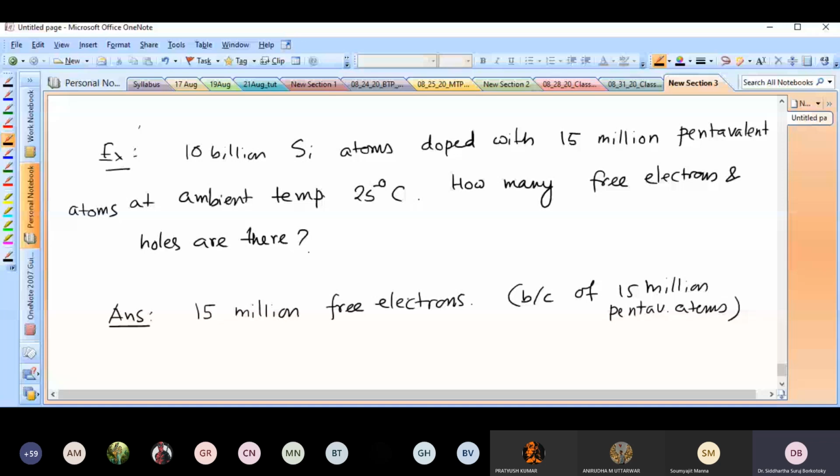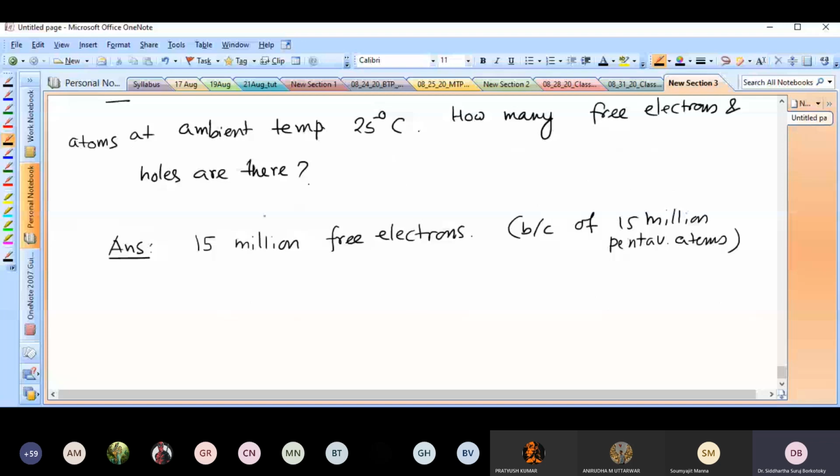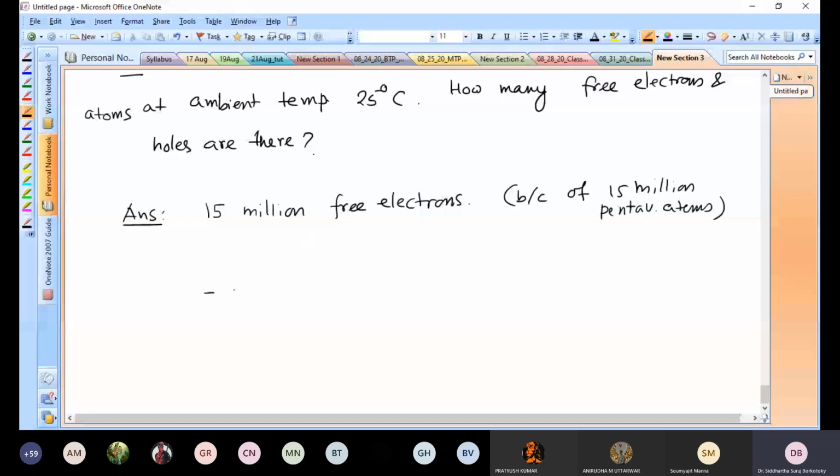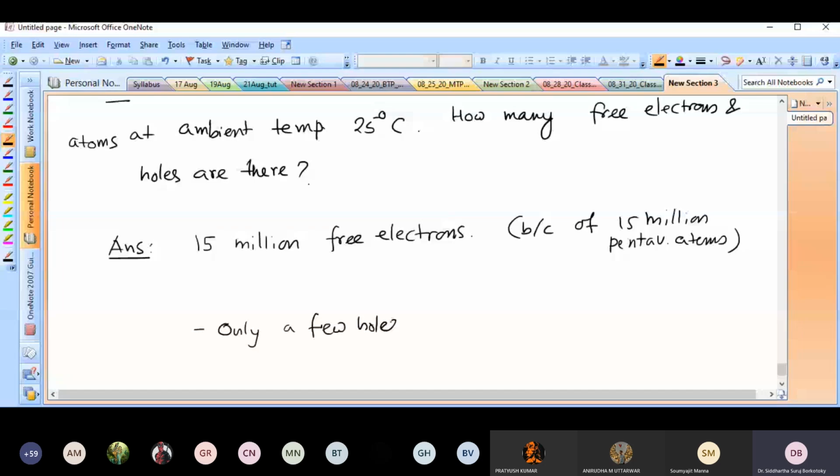Now, how many holes are there? That's the question. Well, in comparison to these 15 million free electrons, there are hardly any holes. You could think of approximately 0 holes, or maybe not say approximately 0, but a few holes. We'll just say only a few holes, and those are the ones that were produced by thermal energy, that is heat.